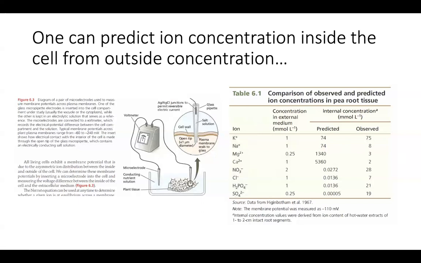But when it comes to sodium, they saw that the prediction was 74, but the observed was only 8. So the observation was different than the prediction. Later on, we understand why this inaccuracy happened, because the cell can do active transport. If it was just passive transport, it would be as the predicted values. You can immediately say that potassium transport is just passive transport, but sodium transport is active, meaning the cell, by spending energy, took sodium inside.